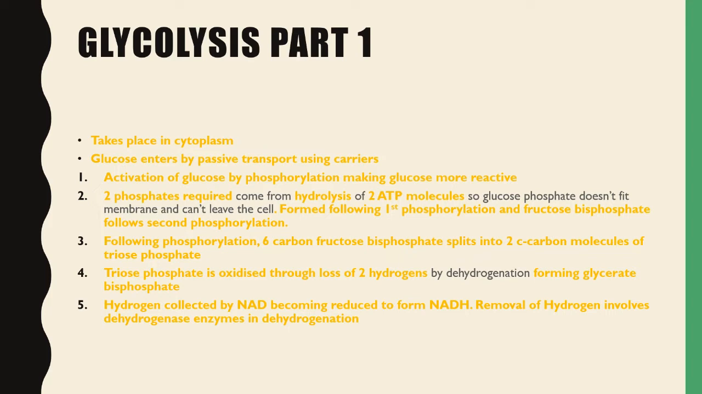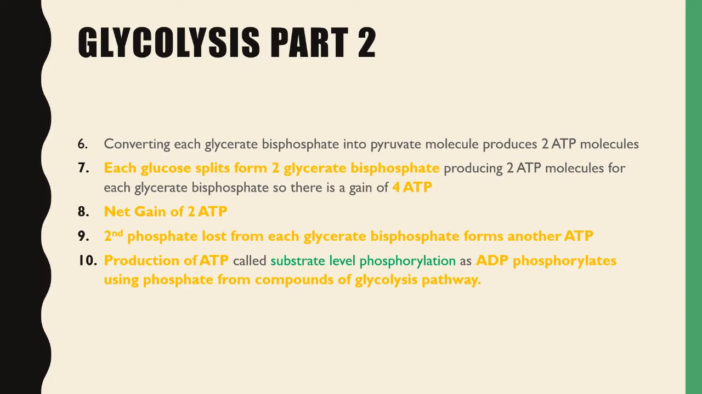So following the first phosphorylation, and following the second phosphorylation, we have 6-carbon fructose biphosphate, which is split into 2 three-carbon molecules of triose phosphate. The triose phosphate is then oxidized through the loss of 2 hydrogens by dehydrogenation, which forms glycerate biphosphate. Hydrogen will then be collected by NAD, becoming reduced to form NADH, and the removal of hydrogen involves dehydrogenase enzymes and dehydrogenation.